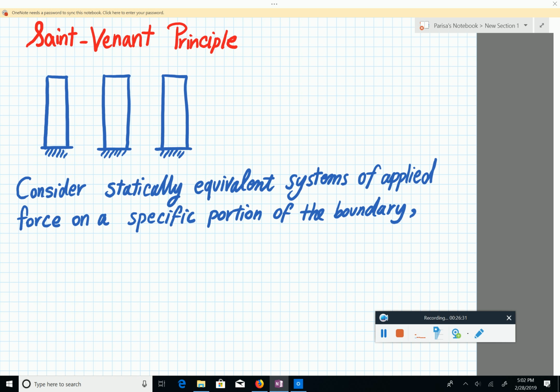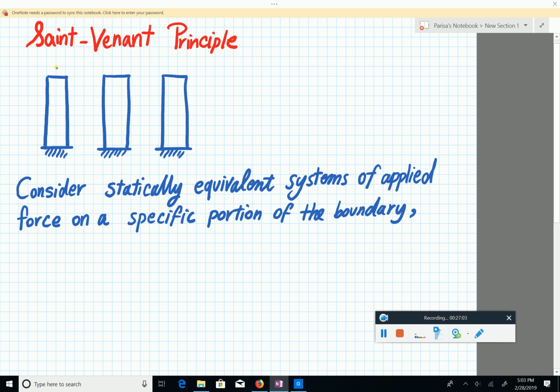So statically equivalent systems of applied forces means that based on the principles of statics, you can replace forces with the resultant forces, and they should have the same summation of forces, which we call resultant in statics, and the same moment about one point. Moment is about some point, and you know that if it is the same about one point, it will be the same about any other point. You have seen this before.